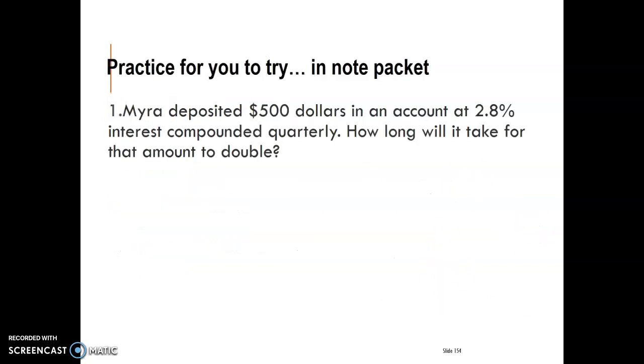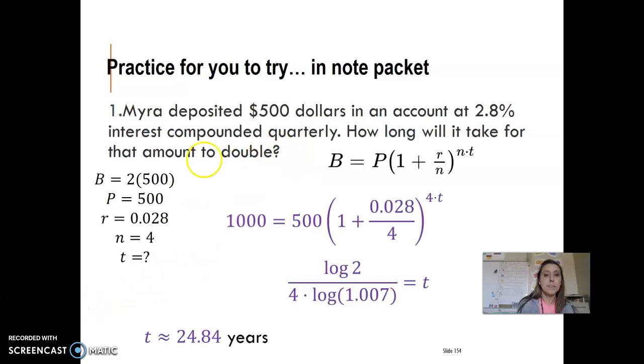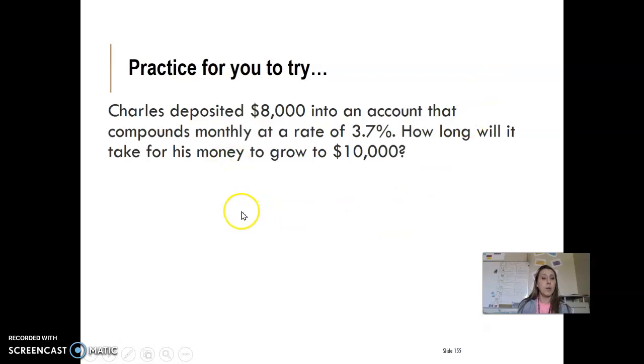All right, I would like you to try this one on your own. Go ahead and hit pause. Okay, so hopefully you got that one correct. We were figuring out how long this one would take to double. This one was very similar to the one we just did, and you should have gotten 24.84 years. If you didn't, here are all the notes. Go ahead and get this in your packet.